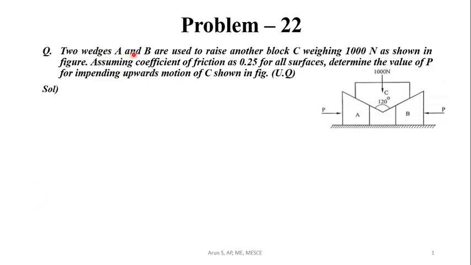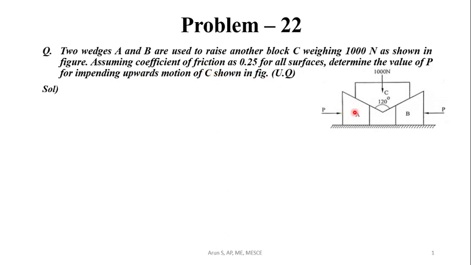Two wedges A and B are used to raise another block C weighing 1000 Newton, as shown in the figure. Assume the coefficient of friction as 0.25 for all surfaces. Determine the value of P for impending upward motion of C, as shown in the figure.